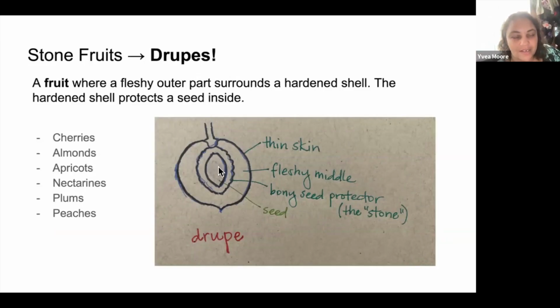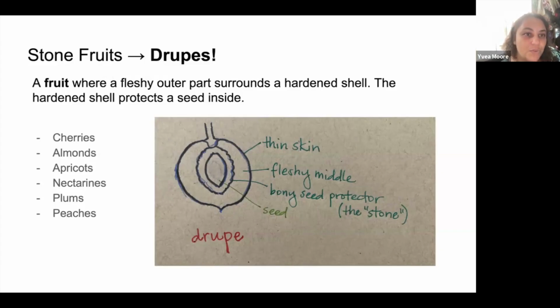Our stone fruits are also known as drupes. And I apologize in advance that this particular class has a little bit more terms than usual. I try not to overload people with botanical terms. You don't have to necessarily remember the terms themselves, but you can remember how it works. That's more important than knowing the actual term.